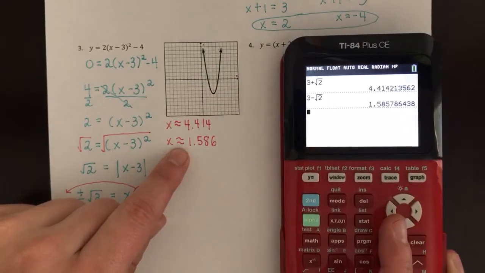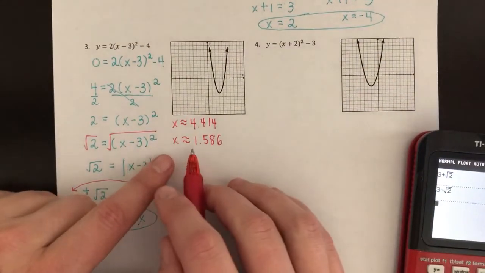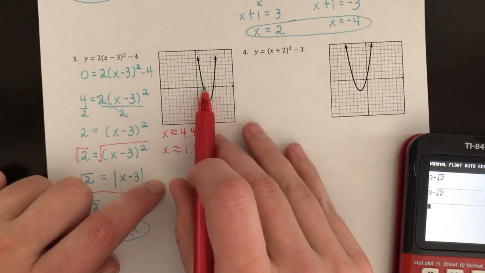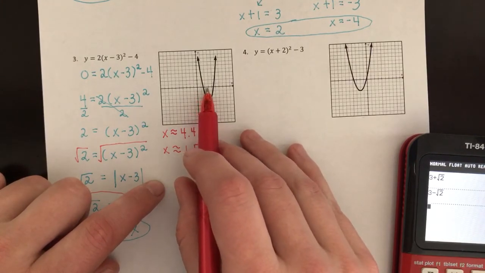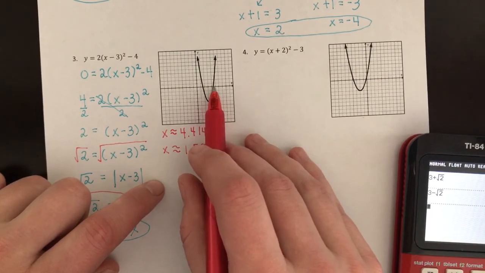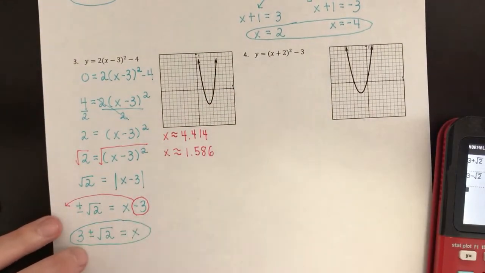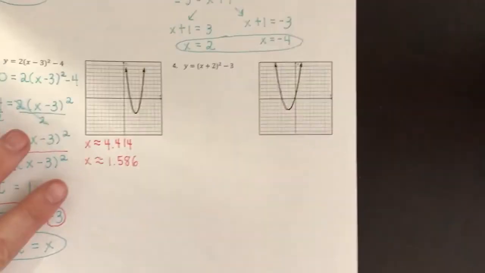At this point, I do want you to check. I'll tell you when you don't need to anymore. But at this point, I want you to check. So 1.586, yeah, that looks about right there. And then 4.414, yeah, that's really good. That seems pretty accurate to me. So that is a great way to check your algebra. And like I said, at this point, I want you to do that.